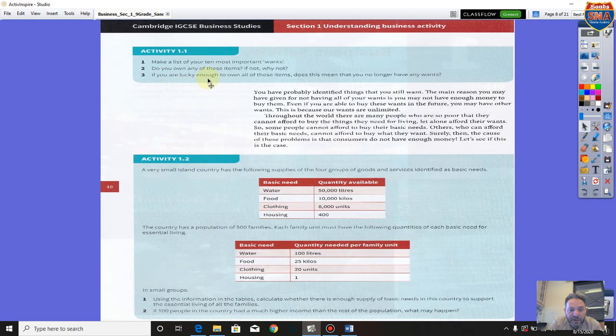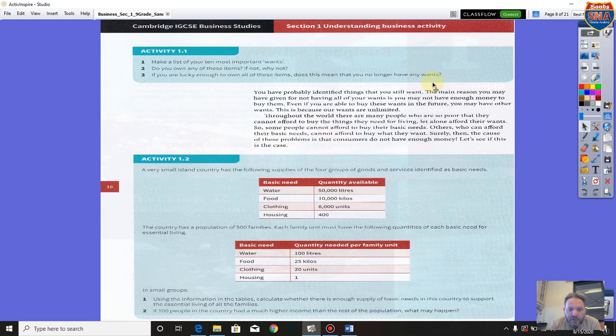If you are lucky enough to own all these items, does this mean that you no longer have any wants? What do you think, guys? What do you think about this question? Let's read it again. If you are lucky enough to own all of these items, does this mean that you no longer have any wants? No. The wants just come back again. When you get what you want, you find yourself wanting something else. It's related to culture, to fashion, to many concepts. We are going to discuss that later in section 4 or 5, I think.